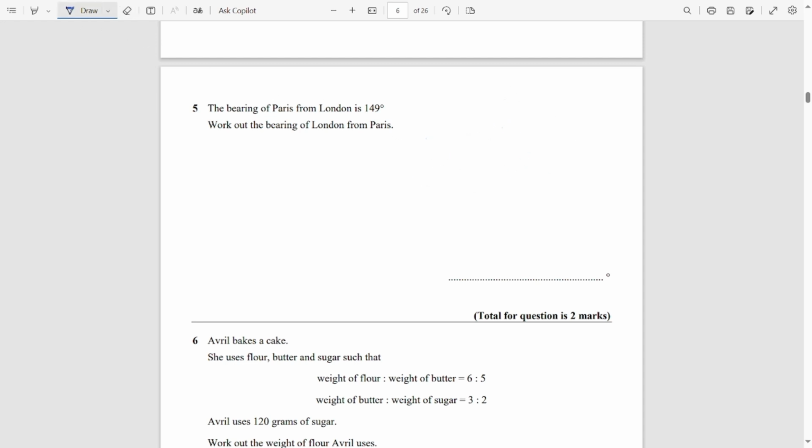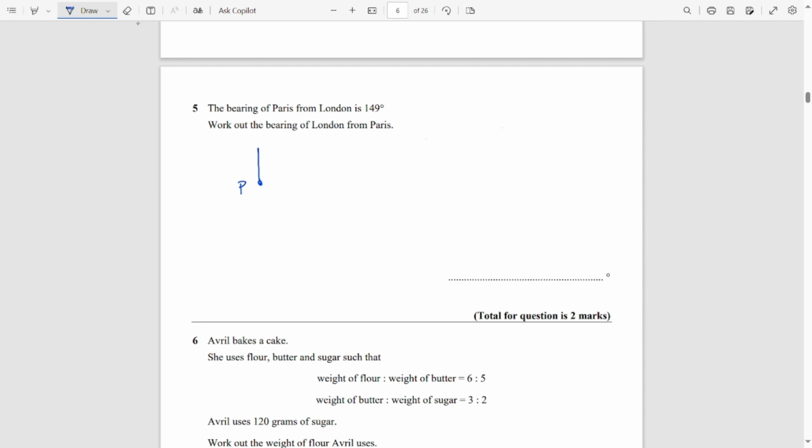So often bearings are mixed up with sine and cosine rule. So it's a good idea to go and look at some of those questions as well, just in case they throw in a bearing question that also uses sine and cosine. But this is just a straightforward one, just with bearings. So I'm going to draw in Paris here.